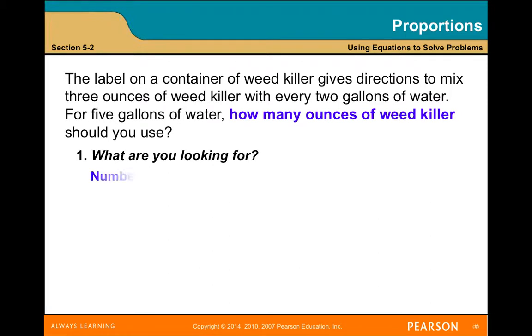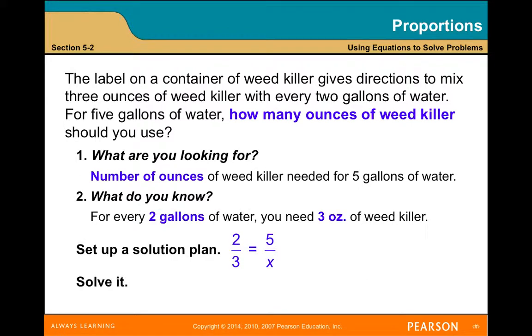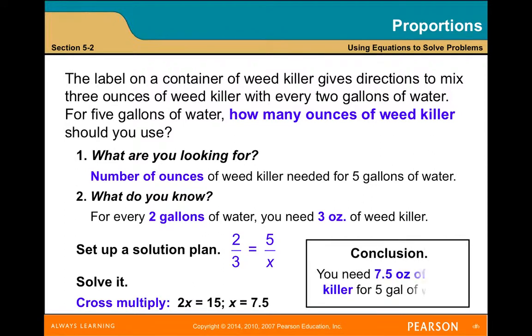The first step, what are you looking for? We're looking for the number of ounces of weed killer needed for 5 gallons of water. What we know is that for every 2 gallons of water, we need 3 ounces of weed killer. So now we set up a solution plan. We put 2 over 3 equals 5 over x. Why this? Because for every 2 gallons of water, we need 3 ounces of weed killer. So for 5 gallons of water, how many ounces of weed killer?